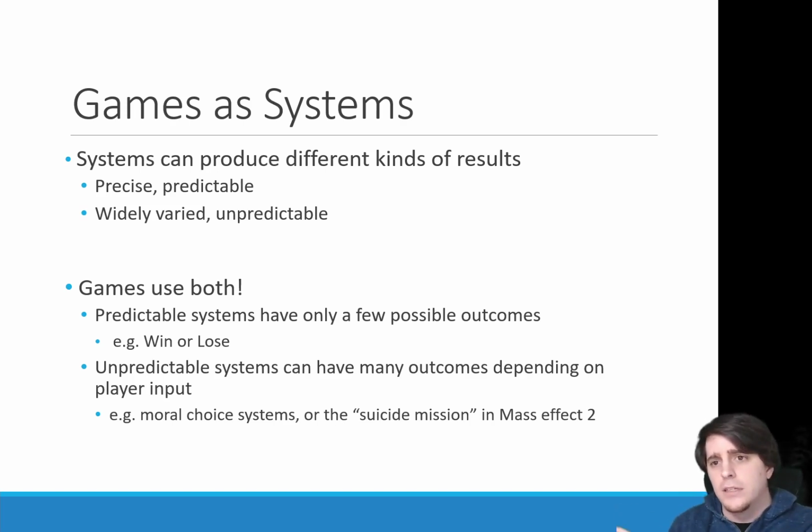On the other hand, these more unpredictable systems can have lots of different outcomes depending on what the player is doing and how the player chooses to interact with it. And so you can look at the moral choice systems within games for this. But one good example of a system that has a lot of moving parts, and to the naive player is very unpredictable within the bounds of reasoning, is the final mission in Mass Effect 2, and that game calls it the suicide mission.